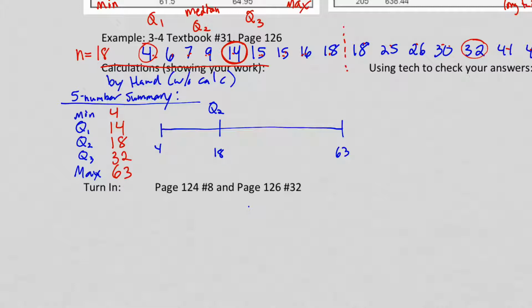And then Q1 is 14. That's about right here. And then Q3 is 32, which is probably around right there. Okay, so all you have to do is just draw a box from Q1 to Q3. And voila.